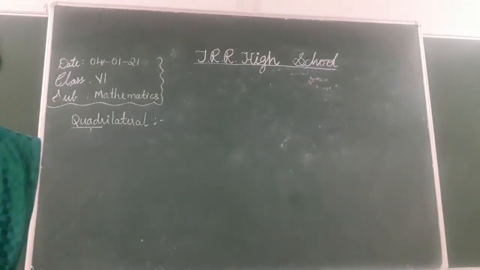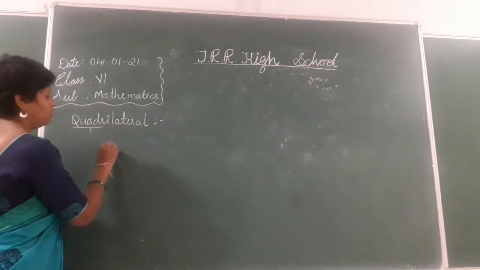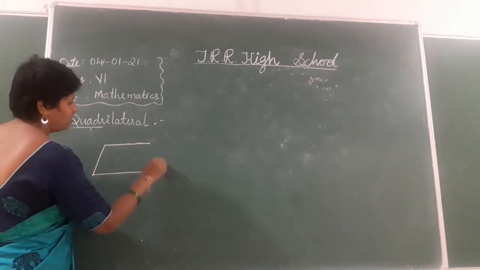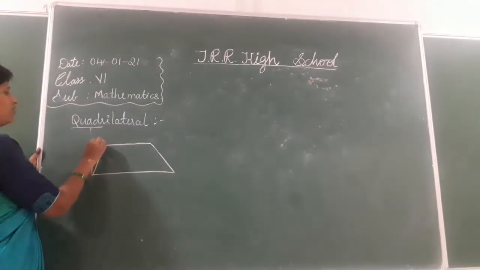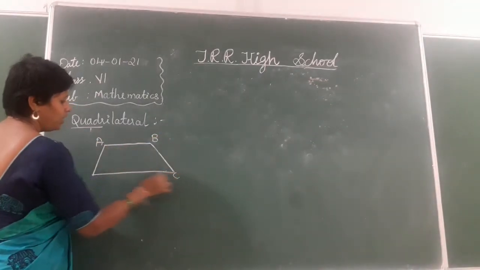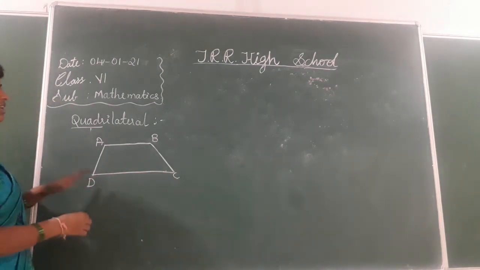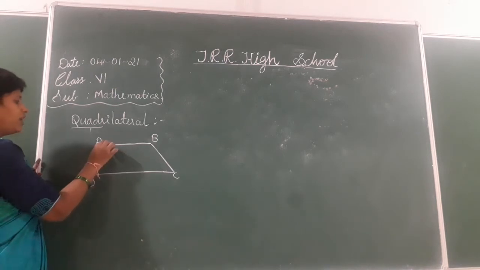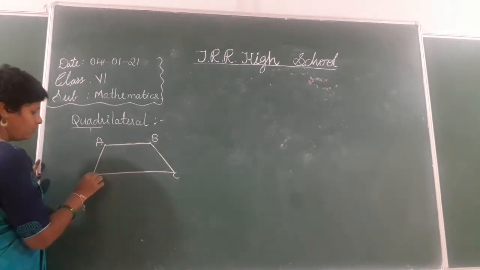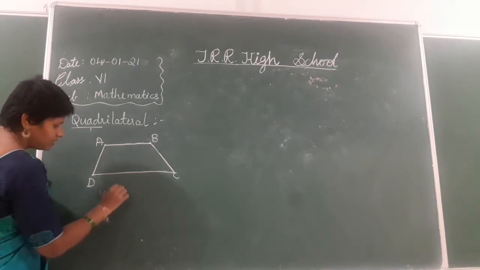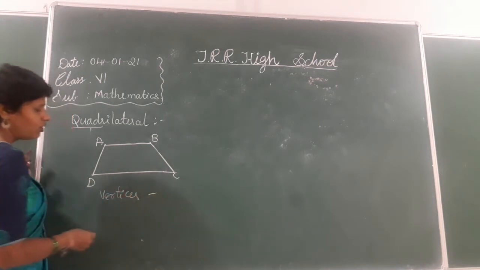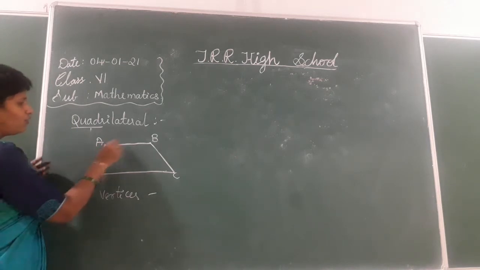Now, here I will take an example. This is a quadrilateral. Name it as A, B, C, D. Now, how many vertices are there? 1, 2, 3, 4. So write down the vertices. How many are there? Four are there. So write point A, or else vertex A, vertex B, vertex C, and vertex D.